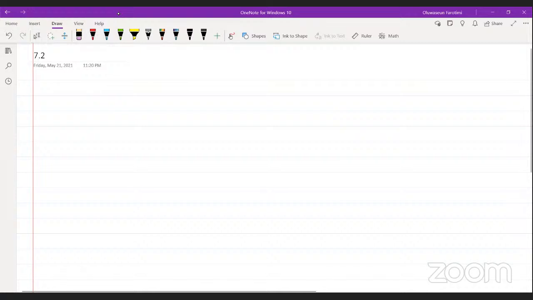We're still studying chapter 7. Today we're going to be discussing 7.2, and section 7.2 is focused on trigonometric integrals. So we're studying 7.2, and pretty much we have trigonometric integrals.